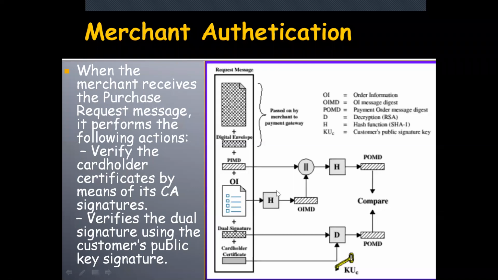That order information is hashed to generate a hash code, which we call the order information message digest, and it is appended with PIMD. As we saw before, if we append PIMD and OIMD and apply the hashing algorithm, we are going to get POMD, which is the same as a dual signature.